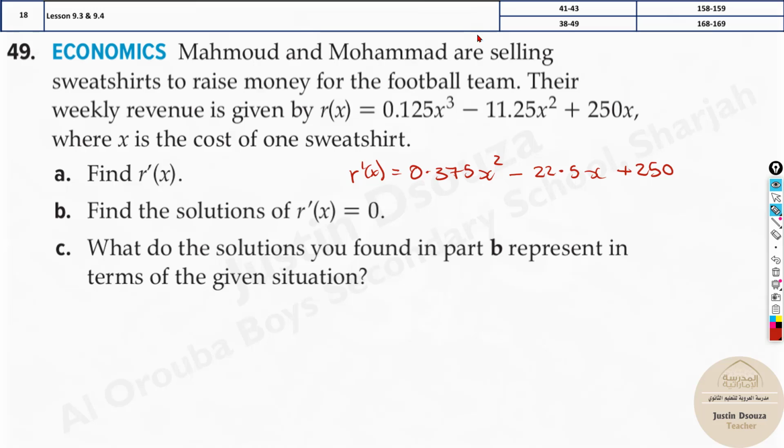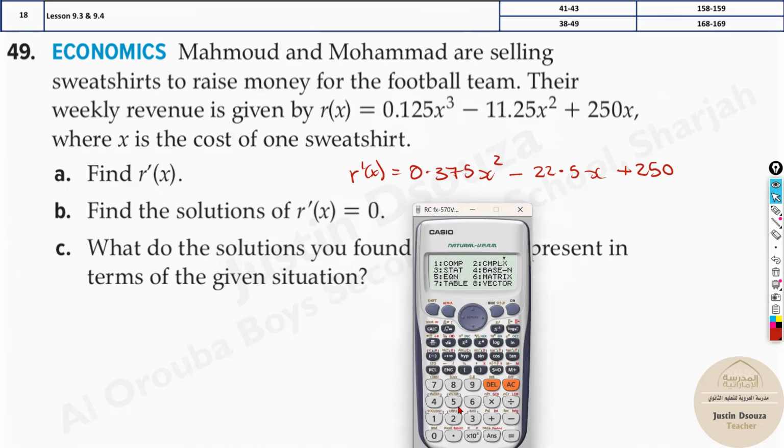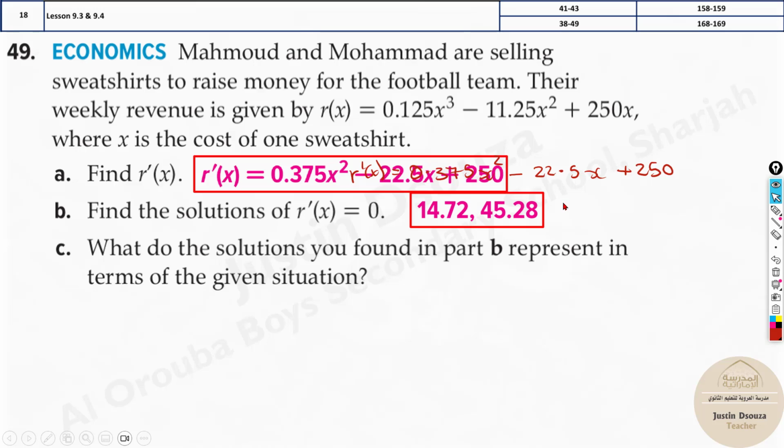Let's take our calculator. All you do is go to mode, and let's press 3 for quadratic. Type in the coefficients. 0.375 is the first one, minus 22.5, and lastly we have 250. And here, what are the values? 45.27 and 14.72. Let's just look here. Yes, these are the answers. The first one, derivation, yes, that's the thing. Now the last one: what do the solutions you found in part B represent in terms of the given situation?